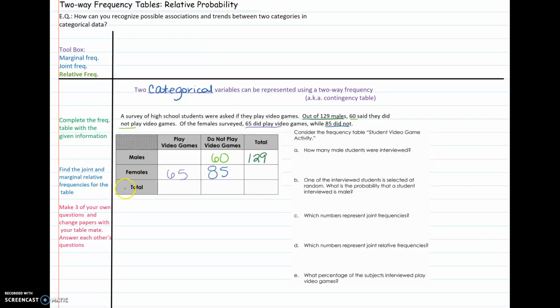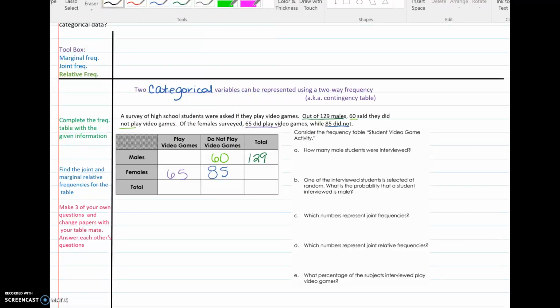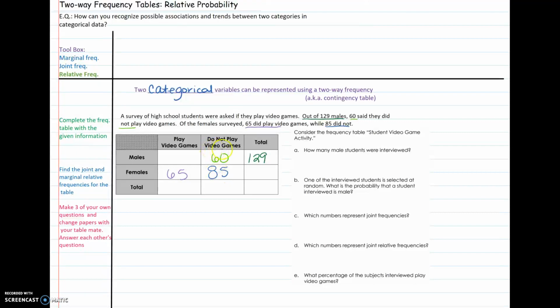So totals. I love that this is all nice and labeled for us. What are totals? Totals are like a fancy word for a sum. That's what we want to do. So we need to go through and find the sums, like the sum of all the people who do not play video games. If I find the total, I'm going to add my 60 and my 85, and I'll get 145. Here's another sum. I can find the total number of females, 65 plus 85. So what's that? 150. Is that right? Yep. All right, so there's some totals so far.